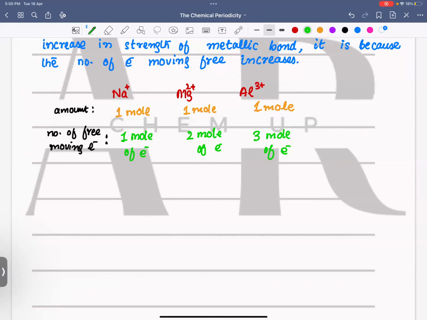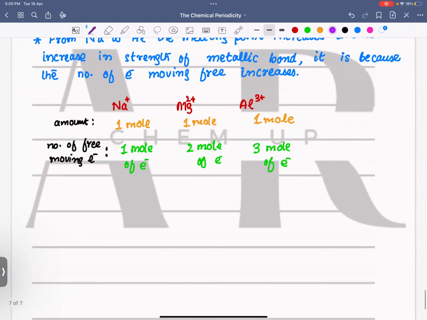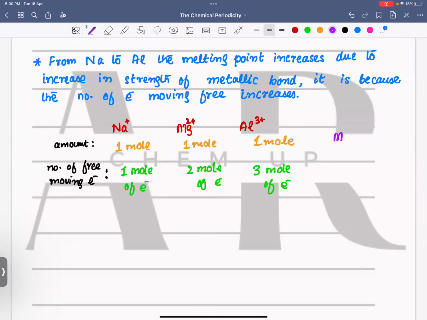Okay. So here I can comment that the melting point increases from Na to Al.